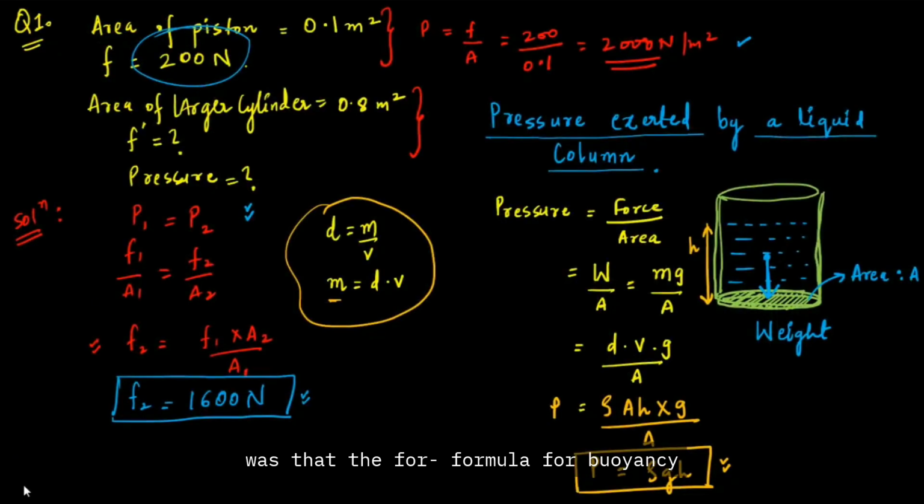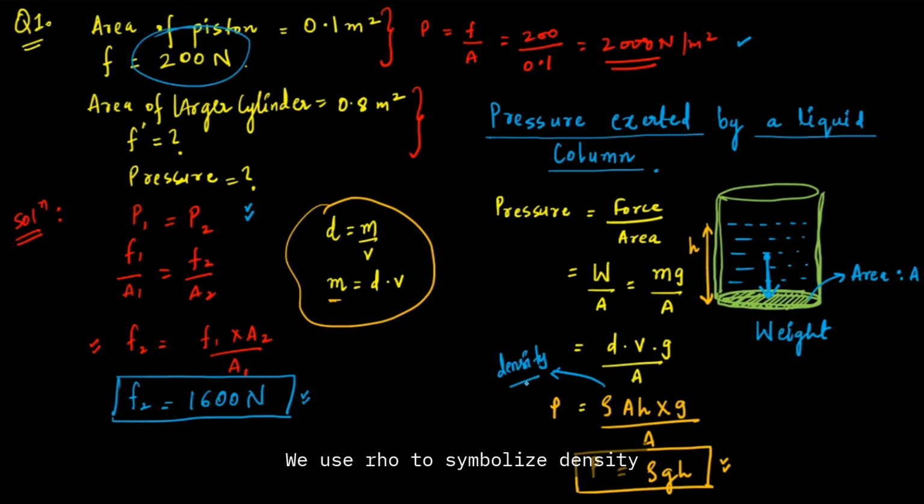The previous formula that you showed me, was that the formula for buoyancy? No, it is a formula for pressure. For buoyancy, the formula is V rho g, where h is replaced by volume. So that is a different thing. We'll come to that part as well. What's rho, sir? Rho is density. We use rho to symbolize density. Okay, thank you, sir.